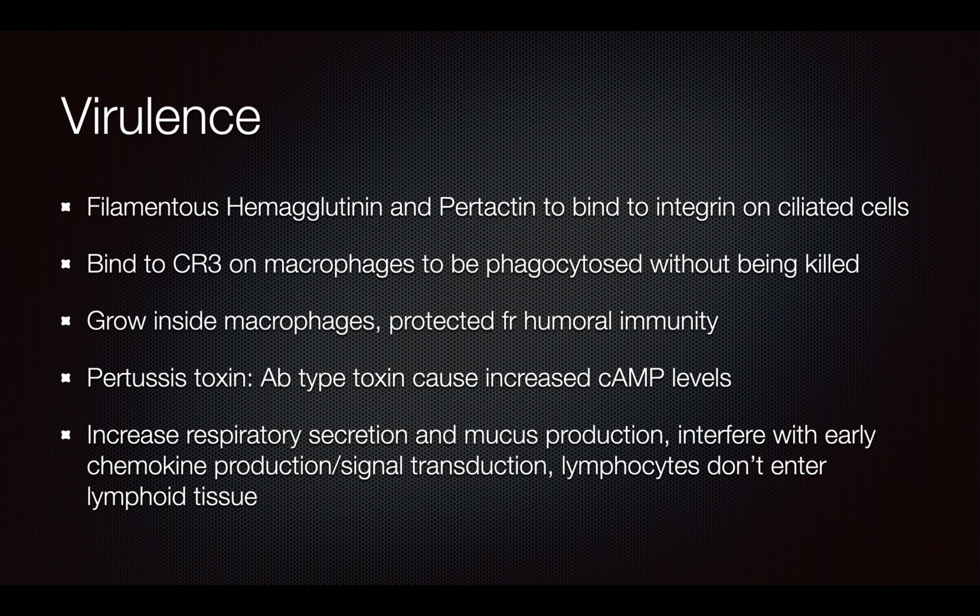So the filamentous hemagglutinin and pertactin will bind to the integrin on the ciliated cell. Then it's going to bind to the CR3 on the macrophages in order to be phagocytosed without being killed. There, it grows inside the macrophages, which protects it from the humoral immunity. The pertussis toxin is going to be an AB-type toxin that causes the increased cAMP level, which will increase the respiratory secretion and mucus production, interfere with the early chemokine production and signal transduction, and it's going to prevent the lymphocyte from entering the lymphoid tissue.